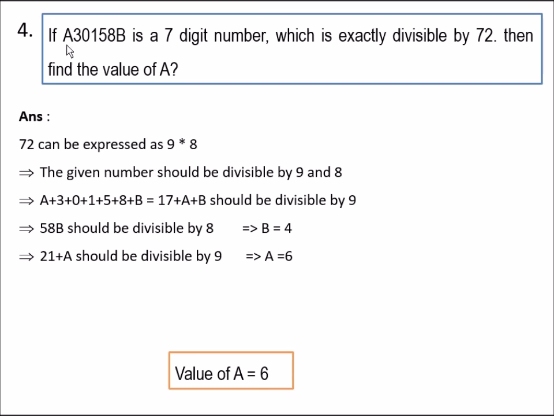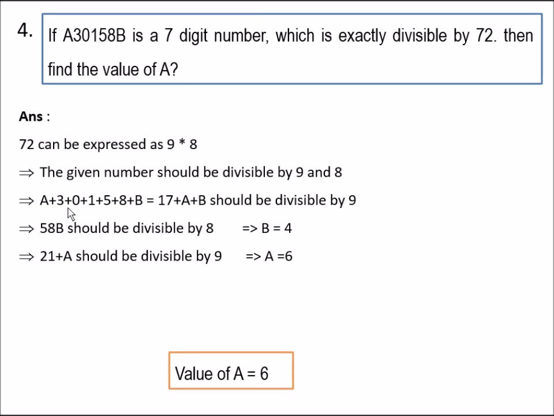Coming to the fourth question, if this 7-digit number, A30158B, is exactly divisible by 72, then find the value of A. 72 can be expressed as 9 into 8, so the given number should be divisible by 9 and 8.